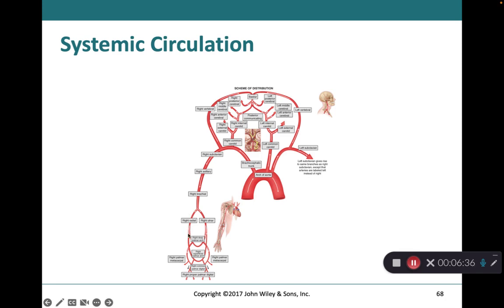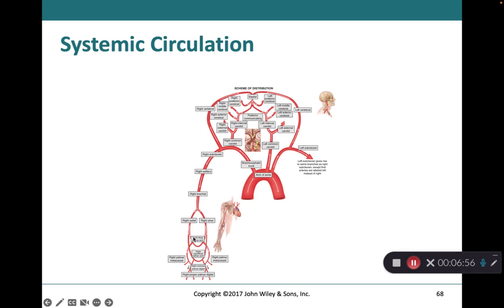Into the right radial, which is going to be on the thumb side if we're in anatomical position, right where the radius bone is, and the right ulnar, which is going to be on the pinky side, where in anatomical position our ulna bone is.